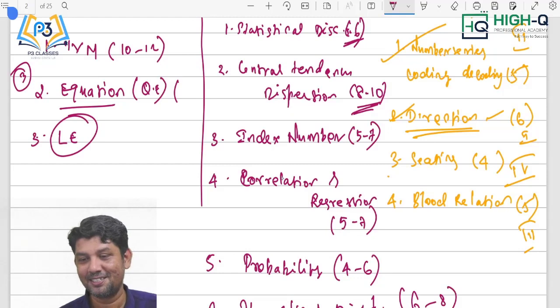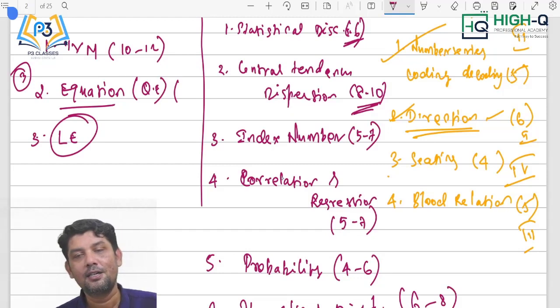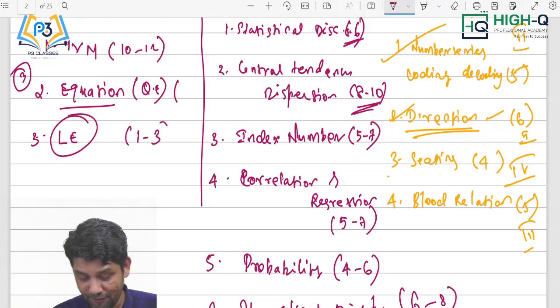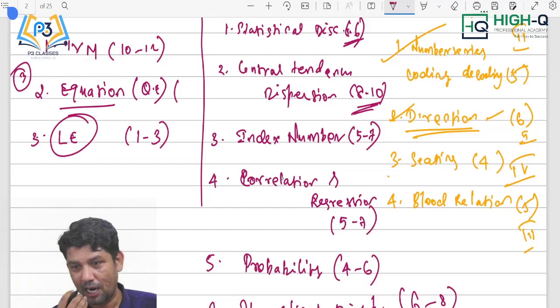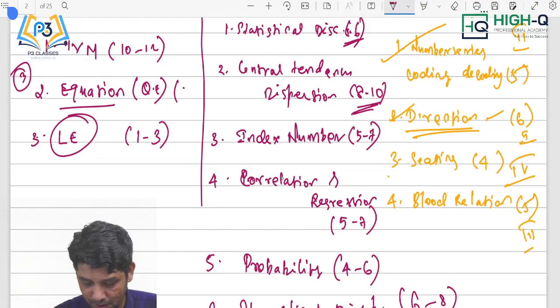Linear inequalities. Sir, this is not even, weightage is also not big. Hardly one question, if at all, is going to come. And this one, equation, I am expecting around 4 to 5 marks.